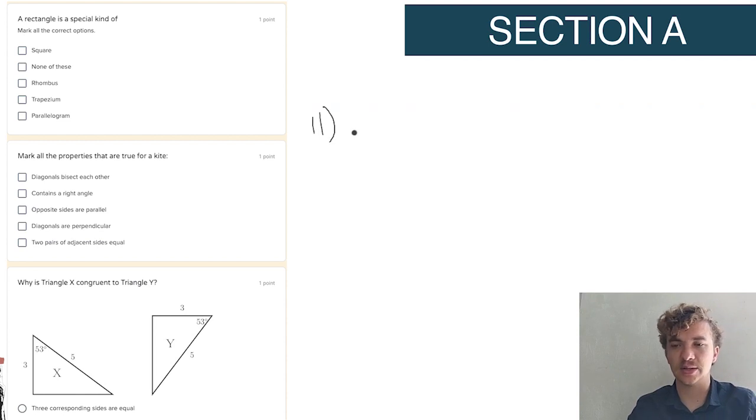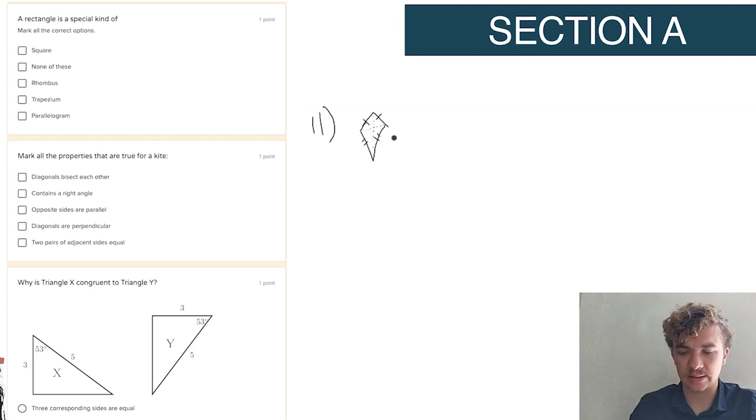So I'm just going to draw a kite to refresh your memory. A kite is a shape that looks like a kite. An important characteristic of a kite is that the two pairs of adjacent sides are equal. And then something that you learned maybe for the first time in grade 9 is that it's also true that the diagonals bisect each other and that the diagonals are perpendicular.